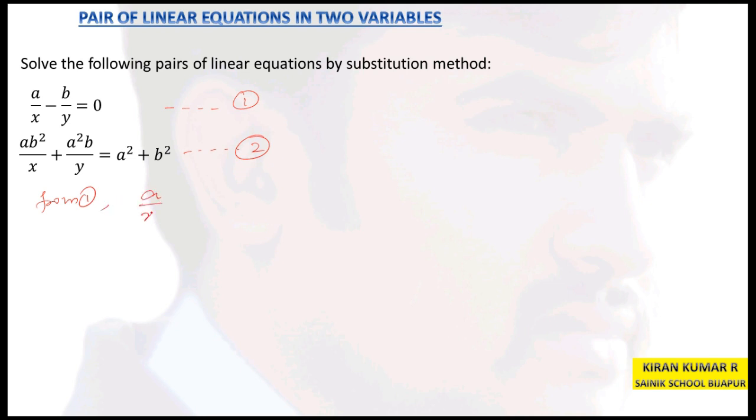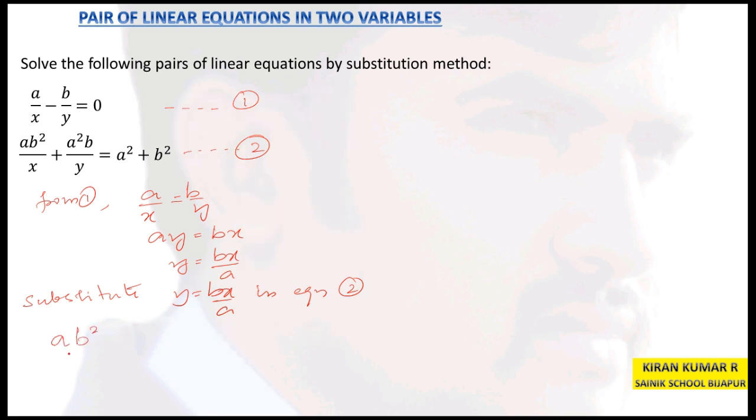From equation 1, we have a by x equal to b by y. If you cross multiply, we get a is equal to bx, so the y value is bx upon a. Let me now substitute y equal to bx by a in equation 2. So if we substitute, we will be getting ab square upon x plus a square b upon, in the place of y we have to replace bx upon a. So bx becomes into a, which is equal to a square plus b square.